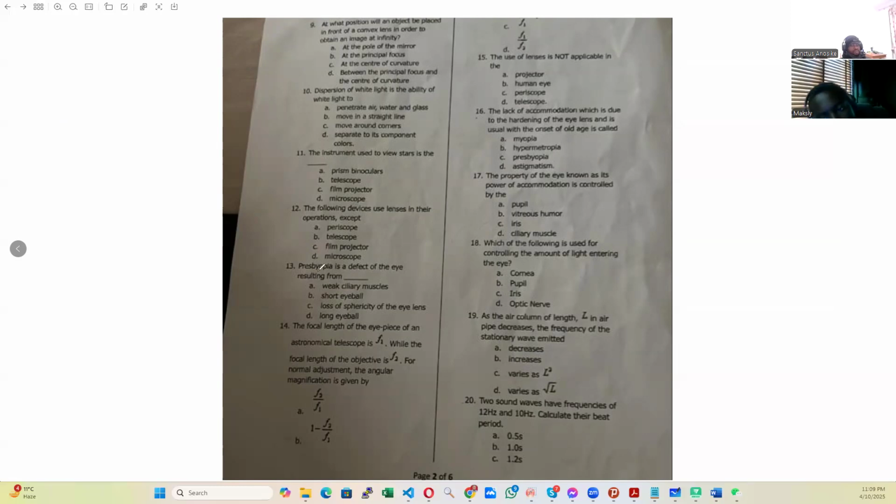Are we together? Sylvester, are we together? Yes. So now the focal length of the eyepiece of an astronomical telescope is f1, while the focal length of the objective is f2. For normal adjustment, the angular magnification is what? What's the answer?